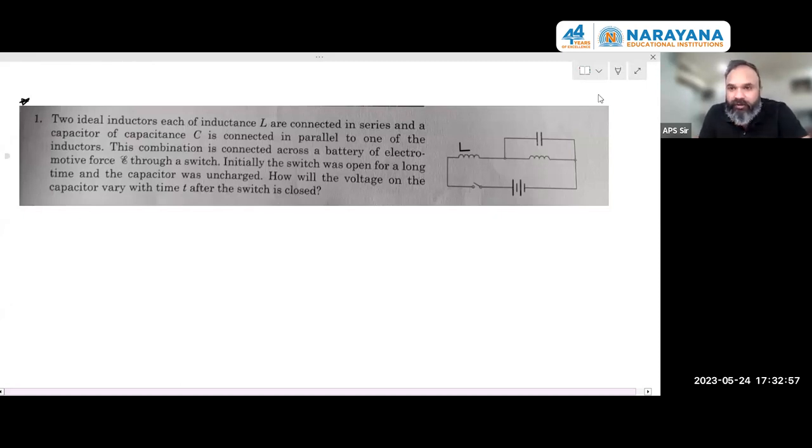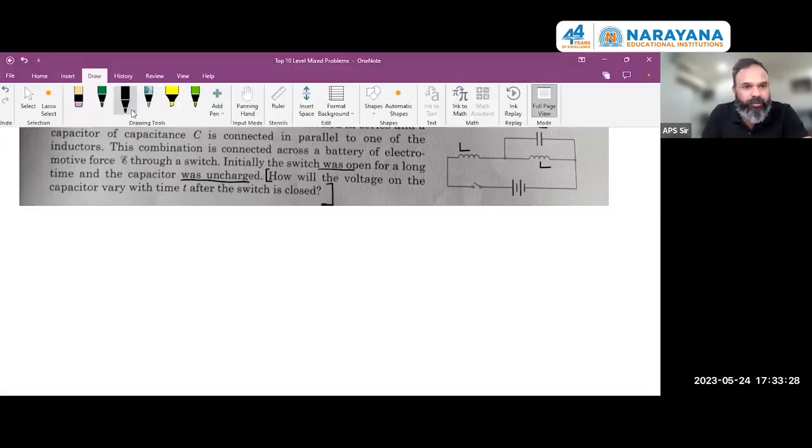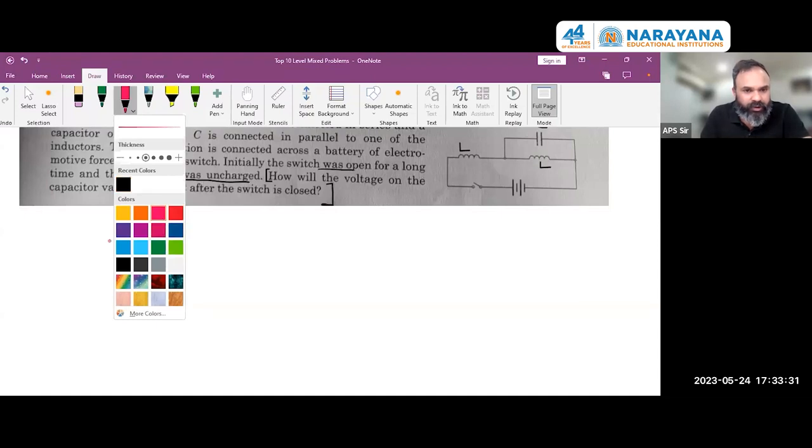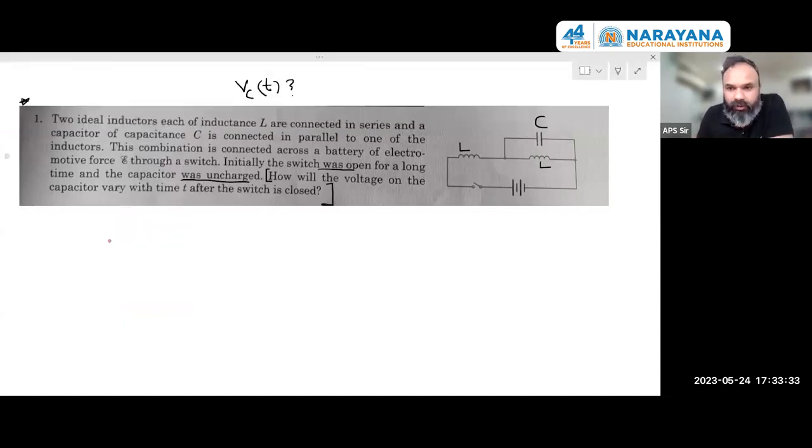There are these two inductors of inductance L each, and I've got a capacitance C which is in parallel. Initially, there is no current, no charge. So the capacitor was uncharged and the switch was open for a long time, so practically no current. Now the question is, what is the equation for VC as a function of time? That is the fundamental problem that he wants me to find out. So let us see how we can approach this problem.